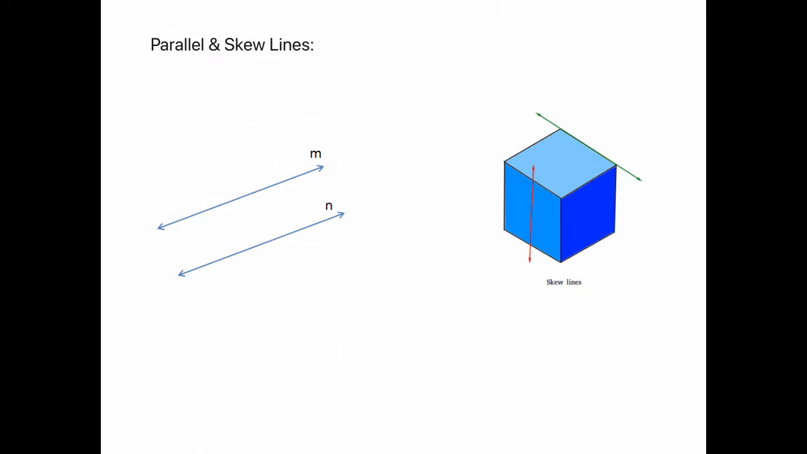So this green line here going across the top back there of this box, and the red line coming through the front part here. Those lines will never ever cross, of course, just like parallel lines will never cross, but skew lines are not on the same plane. So that's parallel and skew lines. You don't see skew lines too often in geometry, but you do see parallel a lot.